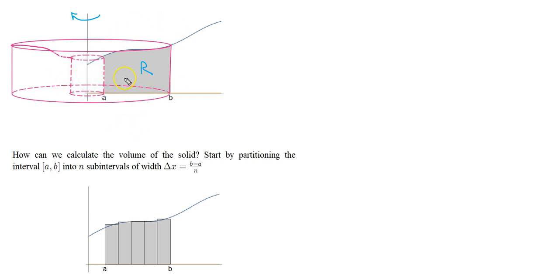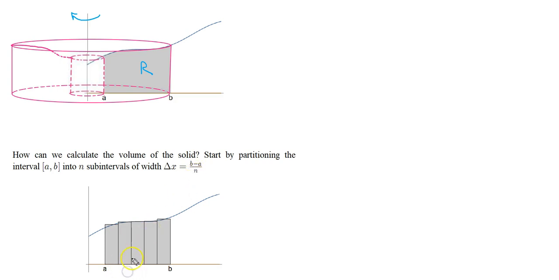Now to calculate the volume of this, we're going to do something very similar to what we did with the disk and washer method, but just a slight variation of it. Down here, we've taken the interval from a to b, and we've partitioned it into n subintervals. Now down here we have 1, 2, 3, 4, 5 subintervals. Each of these intervals is going to be of width delta x. The distance from here to here is delta x, and that's b minus a divided by the number of partitions n that you have.